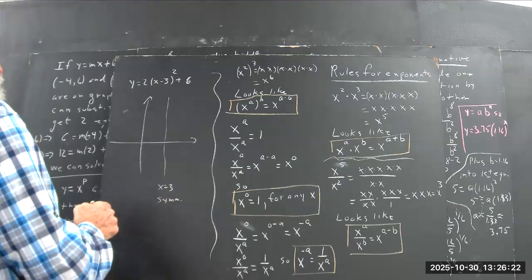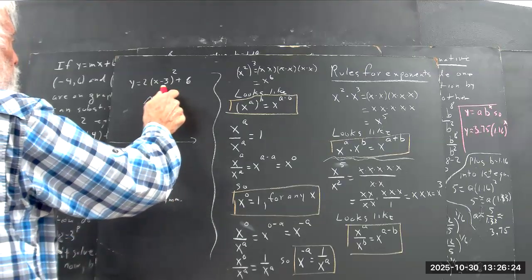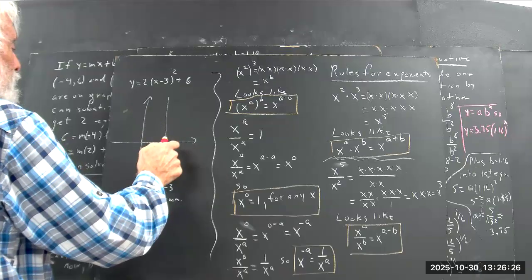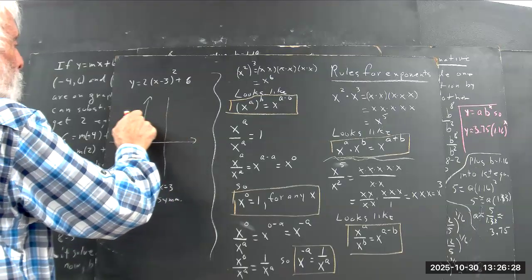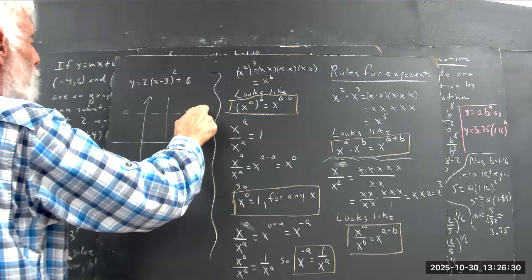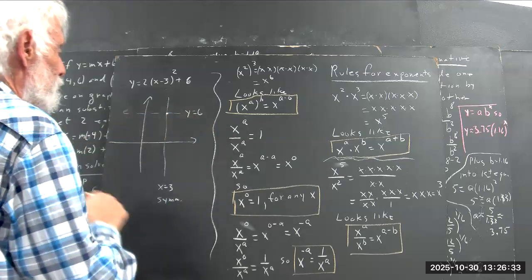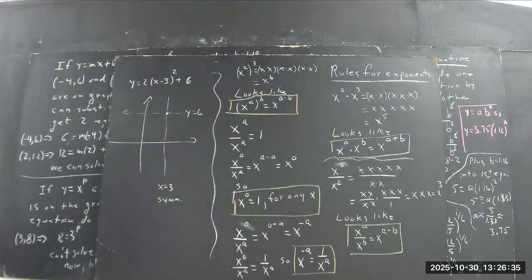That's the axis of symmetry. If you plug x equals 3 into this, you get y equals 6. Right there's your vertex, and here's your axis of symmetry. Okay.